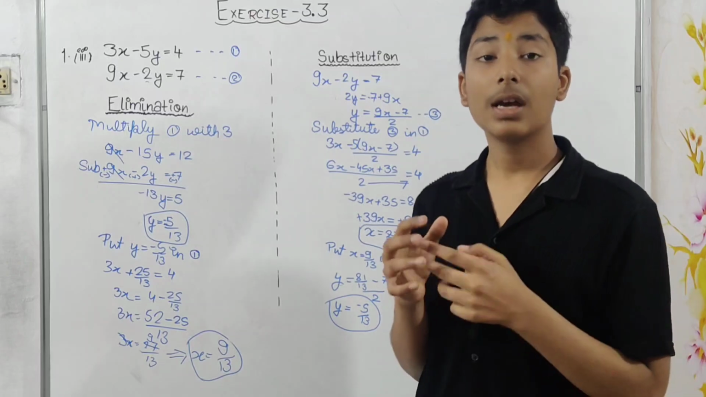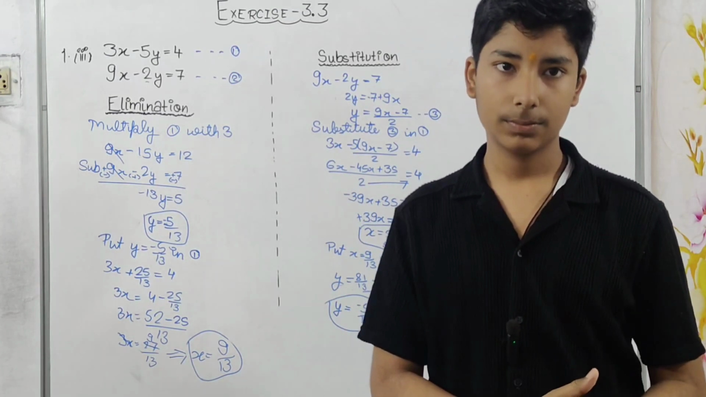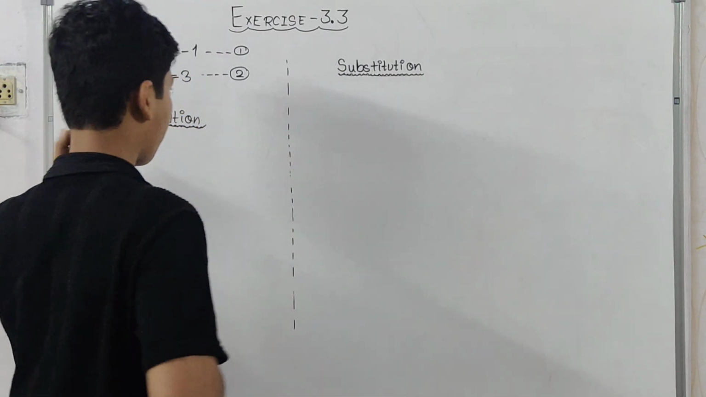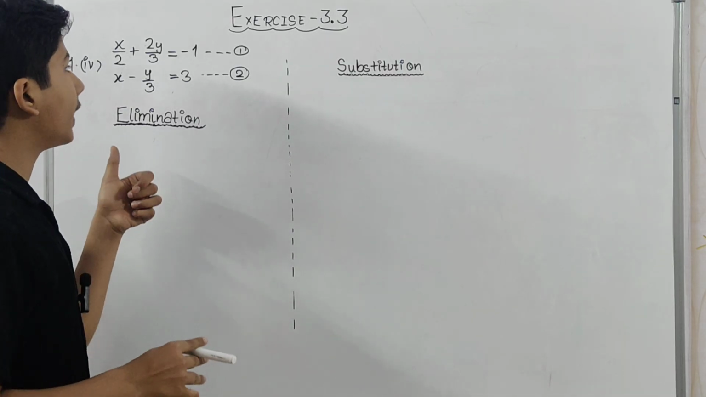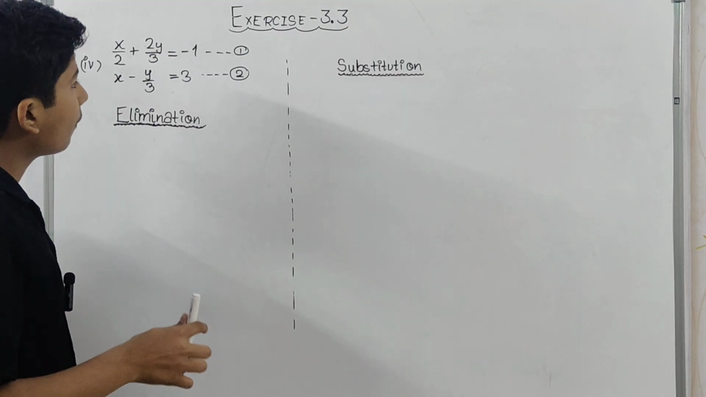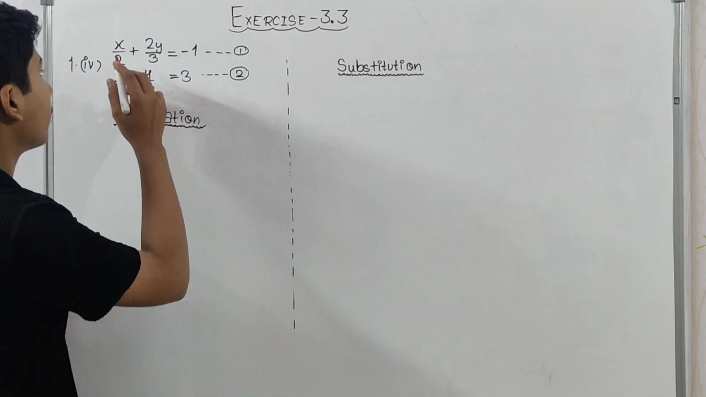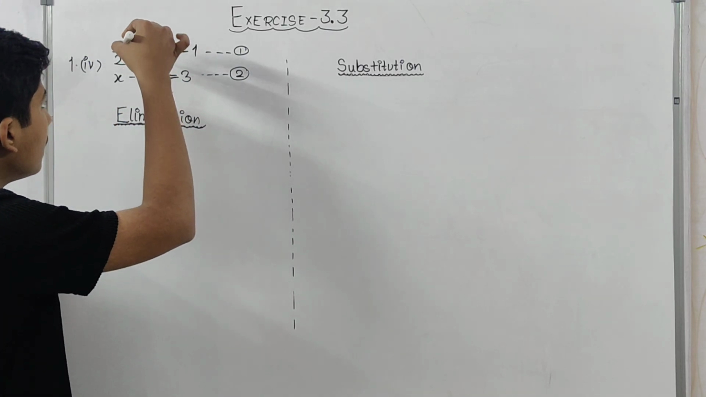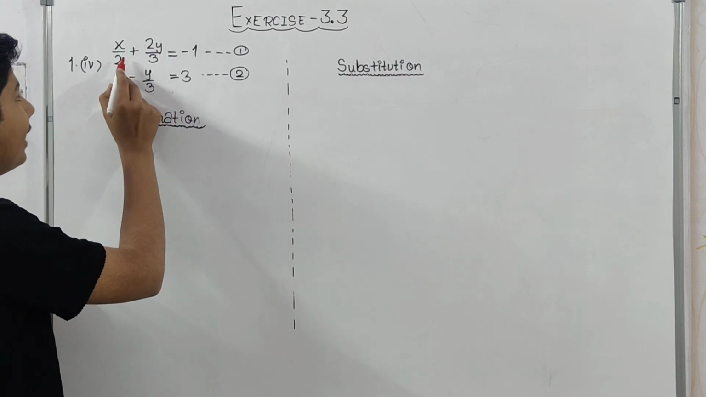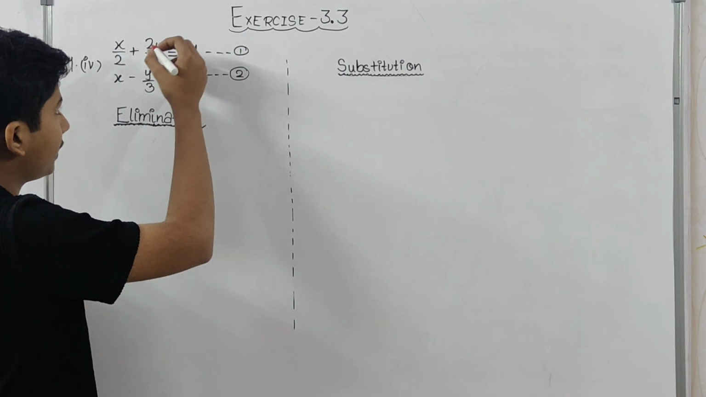Now we will come to our last part of this video, which is part number 4 of the first question. Coming to our fourth part. Over here, the equations are in fractions, so we will have to solve using this process only. So let's see. First of all, you can convert these equations. If you take the LCM, it will become 6. So what we do? We will multiply the whole equation with 6.